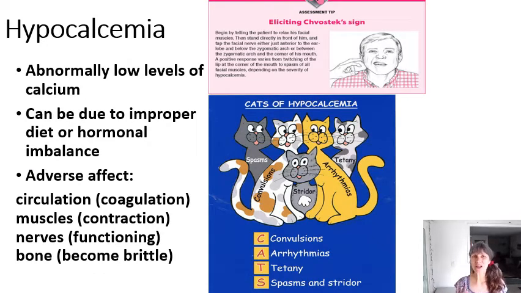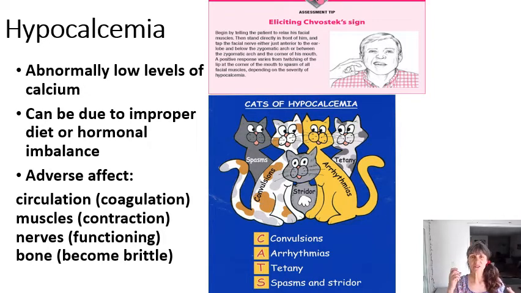Hypocalcemia, abnormally low levels of calcium, can occur if there's an improper diet or hormonal imbalance. There are things that happen with hypocalcemia, including convulsions, arrhythmia where the heart doesn't beat properly, tetany where a muscle is locked into position, spasms, stridor. All these different things can occur. It can affect coagulation of blood, and bones can become brittle if there's not enough calcium.